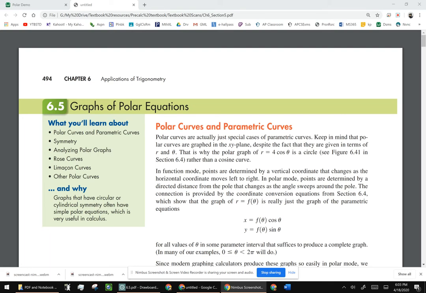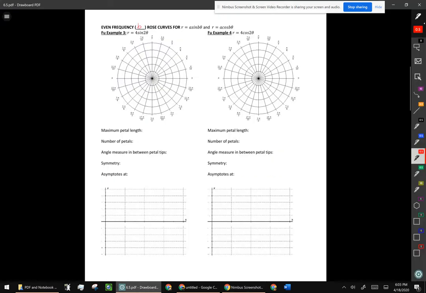Hey guys, this is 6.5, my example 3. Let's get started. First thing is we're doing even frequency rose curves. B's frequency, you can fill that in. We are graphing r equals 4 sine 2 theta.